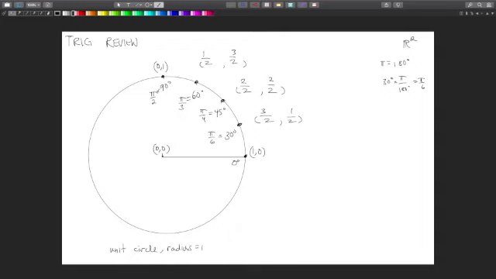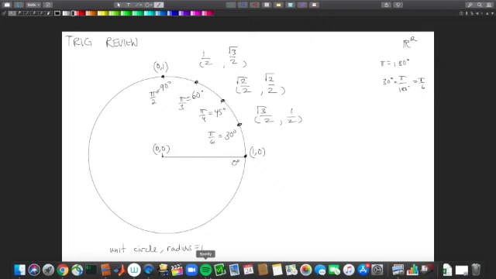And finally, take the square root of all of the numerators. Square root of 1 is 1. Square root of 2, square root of 3. Square root of 1 is 1. Square root of 2, square root of 3. Done. So that's some of the so-called terminal points on the unit circle.